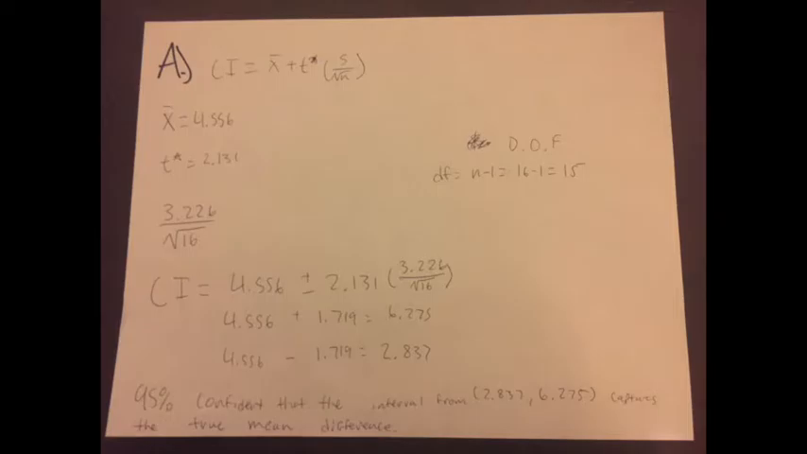So what you do is you take the CI formula, which is equal to the mean plus t star times s over square root of n. And so the mean is 4.556 and the t star is 2.131. And so what you do is you plug those things in, and you can be 95% confident that the interval from 2.837 to 6.275 captures the true mean difference of the population of tires.